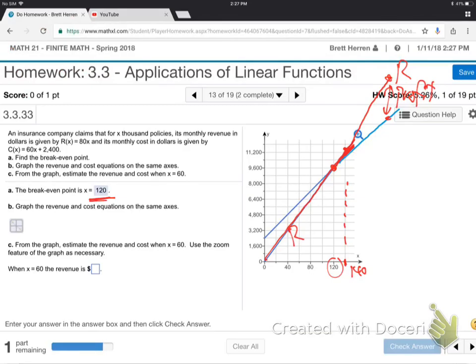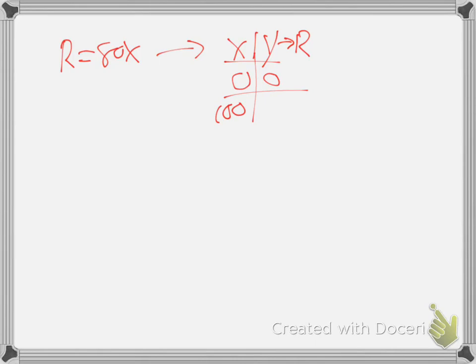So the revenue function was, what is it? 80x. How are we doing on time? Okay, 80x. So what I did is I made an XY table for that. Y is really the same thing as R. I did 0, 0. And then I did 100. I plugged in 100, and revenue was 80 times 100, which came out 8,000. Put that back here and graphed it.